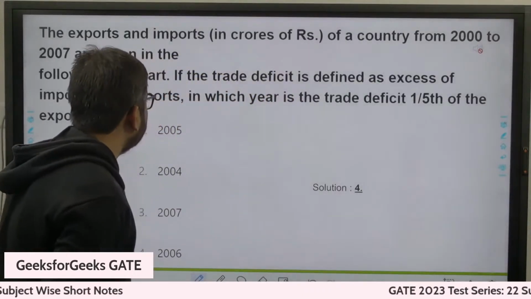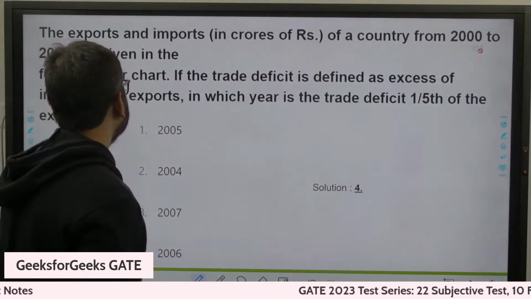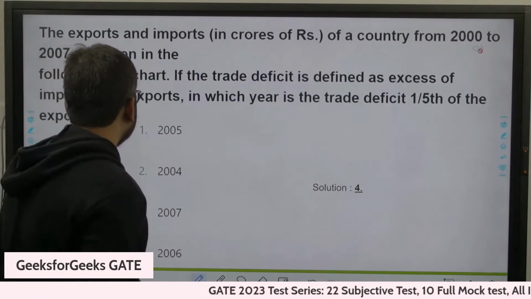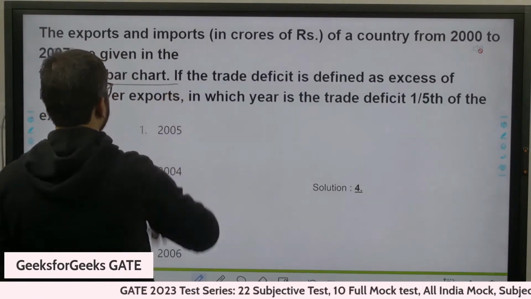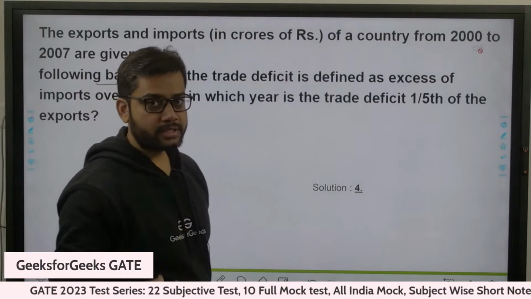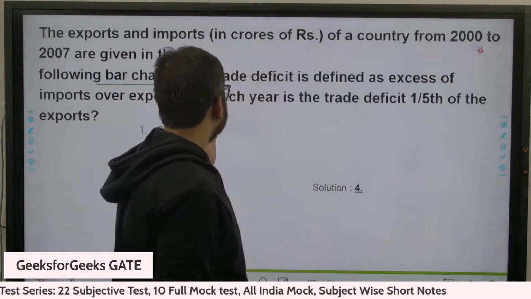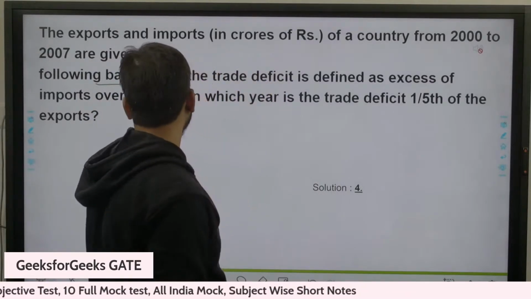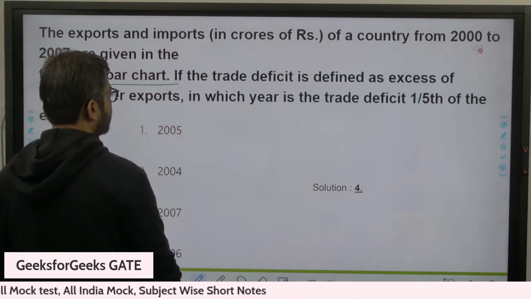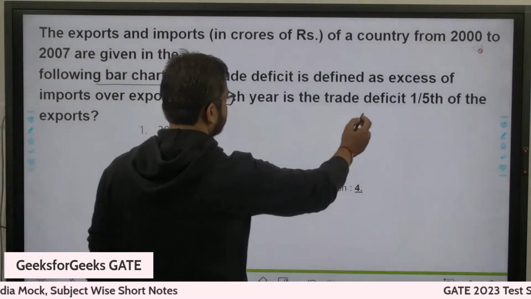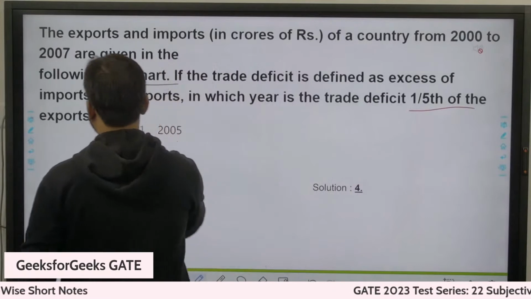The export and import of the company from 2000 to 2007 is given in the following bar chart. The trade deficit is defined as the excess of import over the export. Okay, in which year is the trade deficit 1/5 of the export?